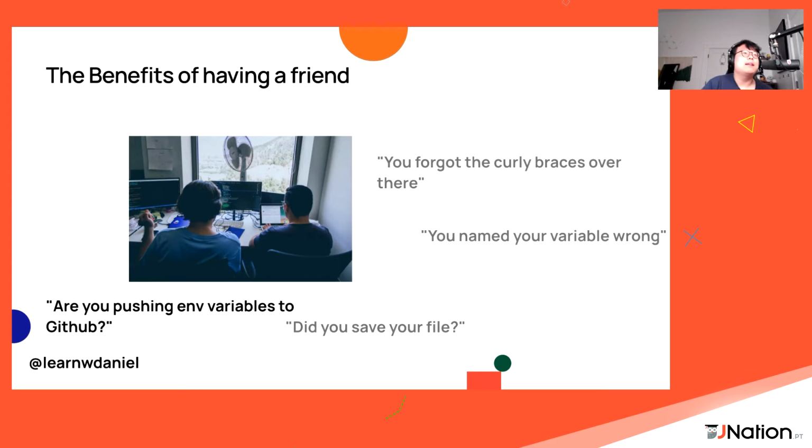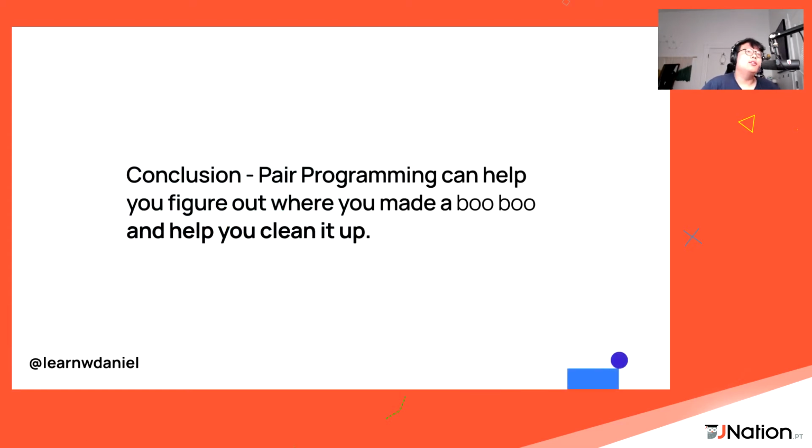Also, are you pushing environment variables to GitHub? This has actually happened to me multiple times, where I'm pushing sensitive AWS creds to GitHub, and my friends have almost caught me doing that, and saved me from a huge AWS bill. Or you seed into the wrong folder. These are all common messes that you make as a programmer that a pair programming partner can help you mitigate right away. So the conclusion in kindergarten terms is that pair programming can help you figure out where you made a boo-boo and help you clean it up.